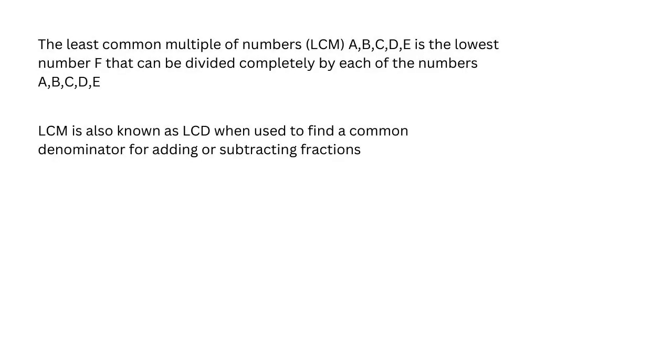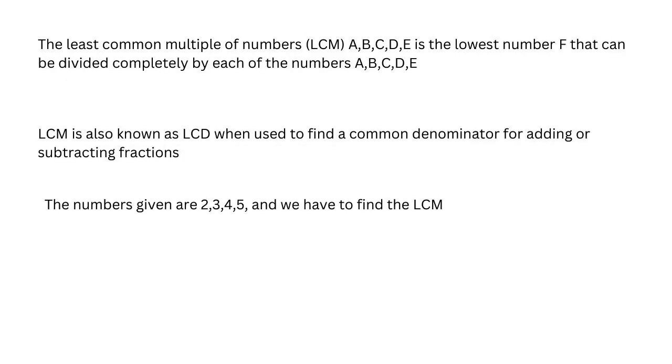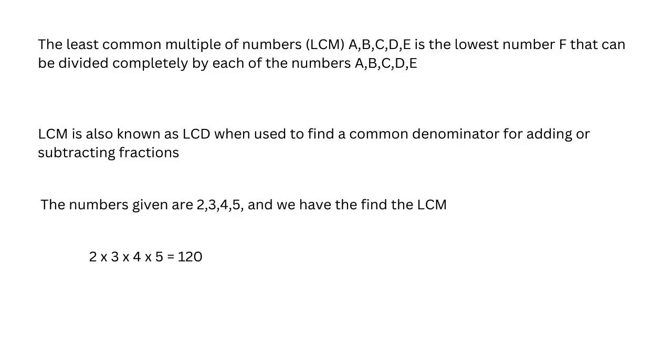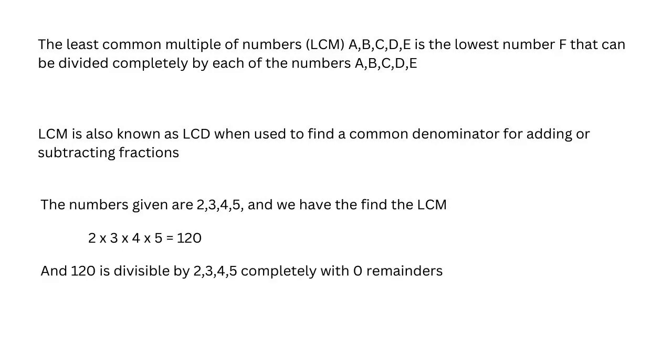This value makes it easier to add or subtract fractions, and is also called the LCD, that is, the least common denominator. Say the numbers we are given are 2, 3, 4, 5 and we have to find the LCM. If the LCM is a number divisible by each of these numbers, then we can just multiply all the numbers to come up with a value that is divisible by each number. 2 times 3 times 4 times 5 is equal to 120, and 120 is divisible by 2, 3, 4, and 5, with 0 remainders each time.